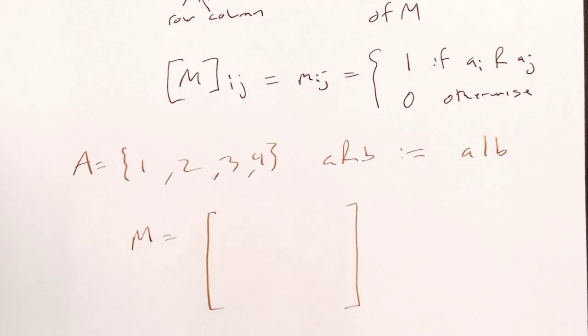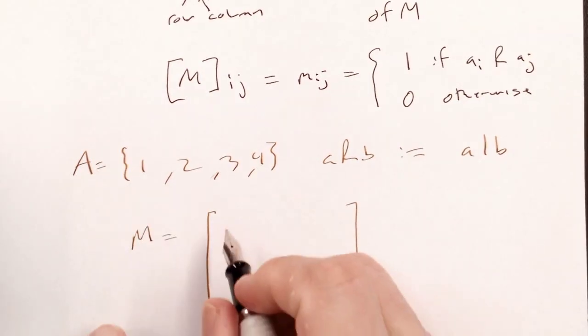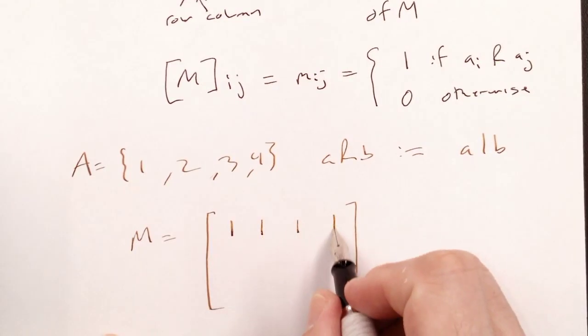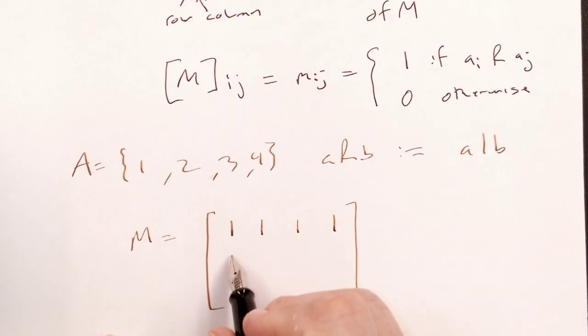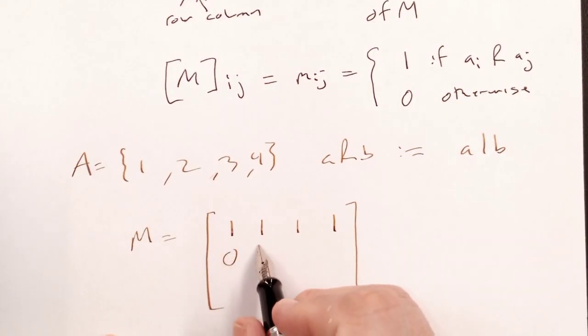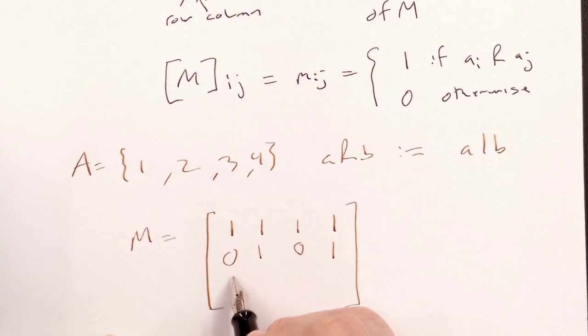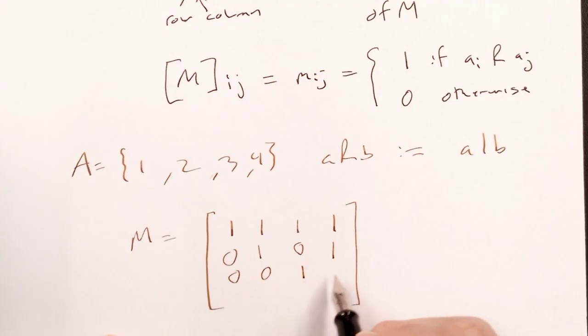There are 4 elements in my set, therefore I'm going to have 4 rows and 4 columns. The first row goes with the first element, so does 1 divide 1? Does 1 divide 2? Does 1 divide 3? 1 divides 4. 2. Does 2 divide 1? Does 2 divide 2? Does 2 divide 3? 2 divides 4. 3. Does 3 divide 1? 3 divide 2? 3 divide 3? 3 divide 4? 4. What's this row?